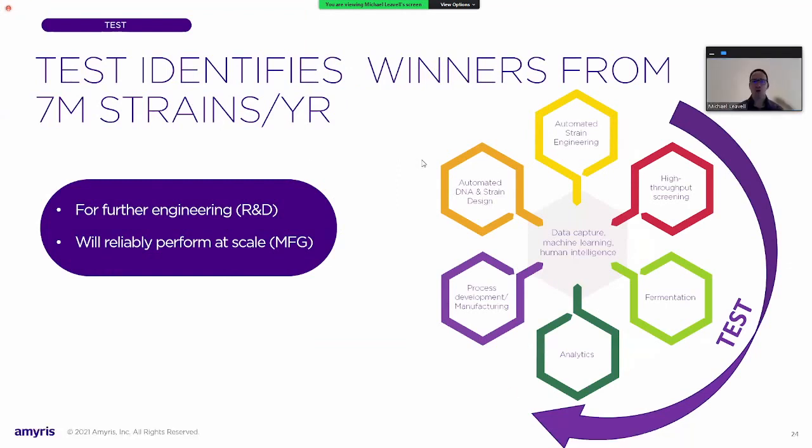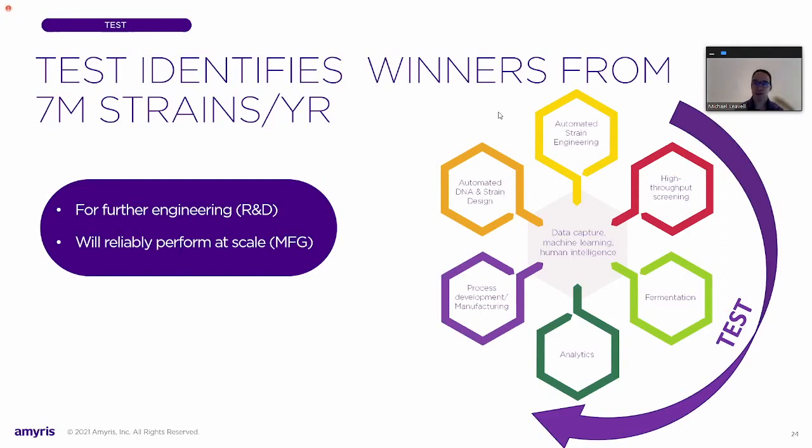So the overall goal of test is to identify winners from the strains that Kirsten's team creates. And at Amyris today, we produce 7 million strains per year across multiple product lines. So we have about 15 product lines going through our R&D department, and we have to test out of those 7 million for all of those different products that we're producing.